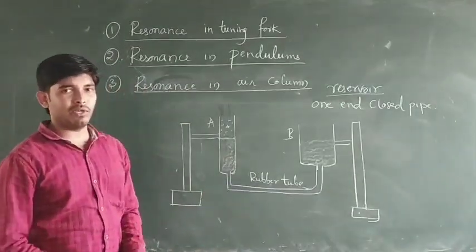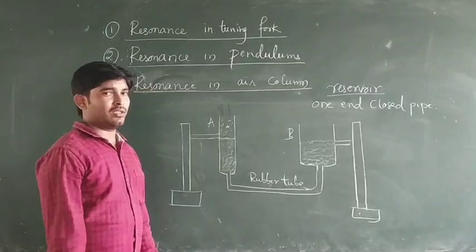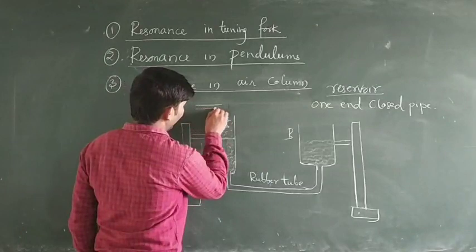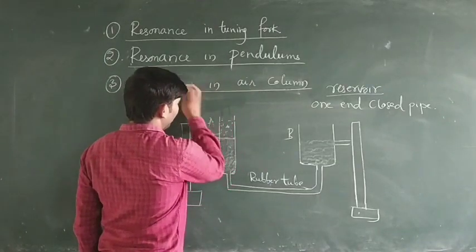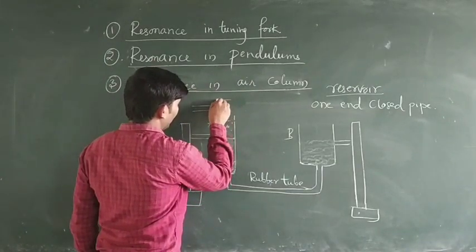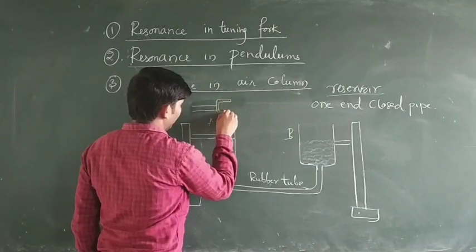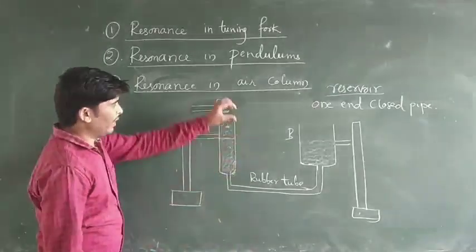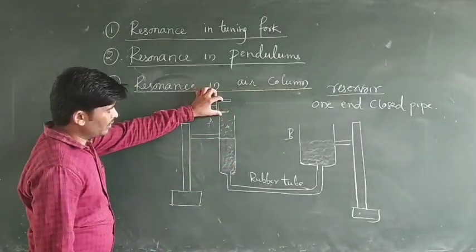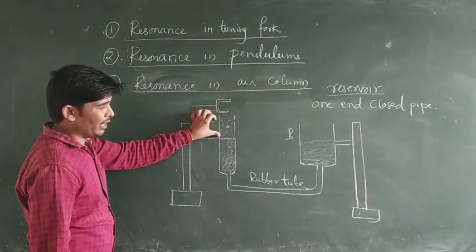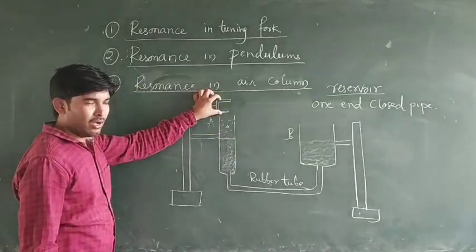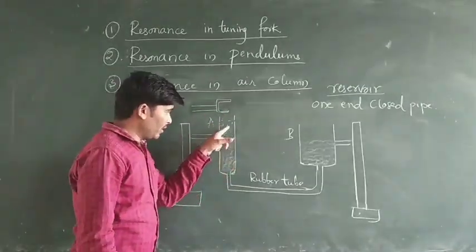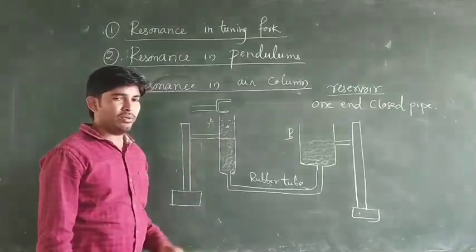So first take one tuning fork, strike it on the surface of the rubber pad and hold it very close to the mouth of the cylindrical tube A. So now whenever you hold the vibrating tuning fork very close to the mouth of tube A, this vibrating tuning fork causes forced vibration in the air column of that tube A.